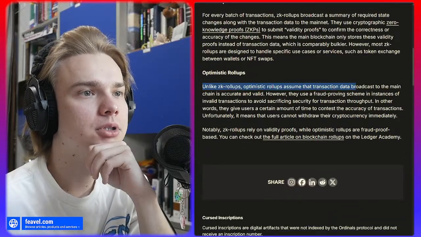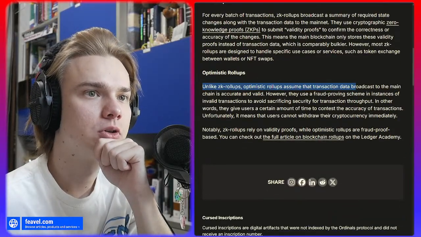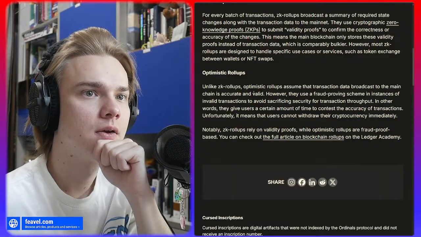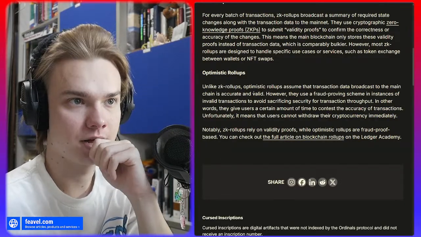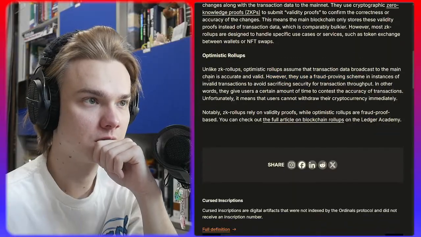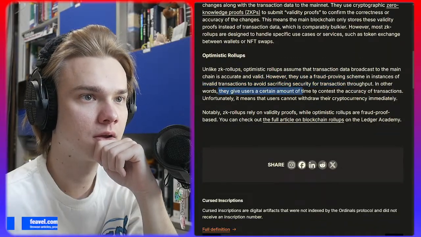Unlike ZK rollups, optimistic rollups assume the transaction data broadcast to the main chain is accurate and valid. However, they use a fraud-proving scheme instead of validating each transaction.